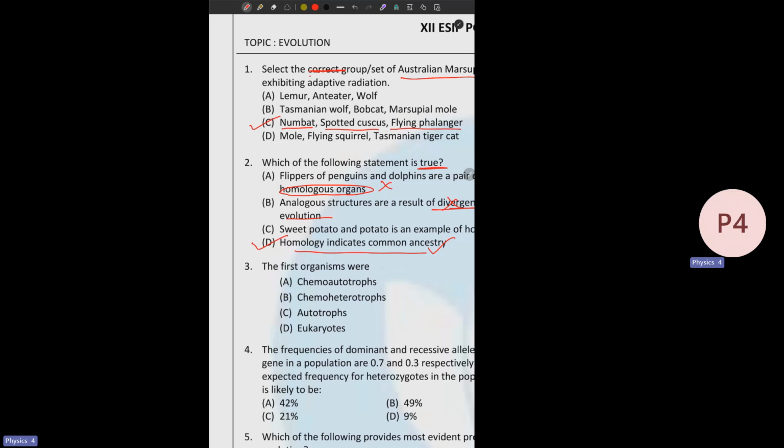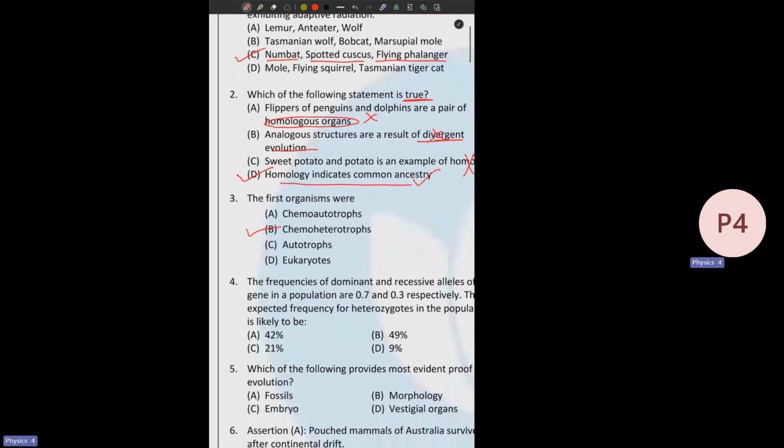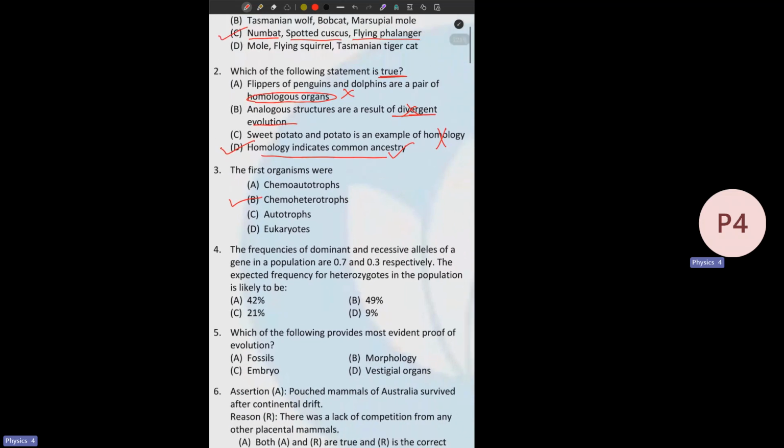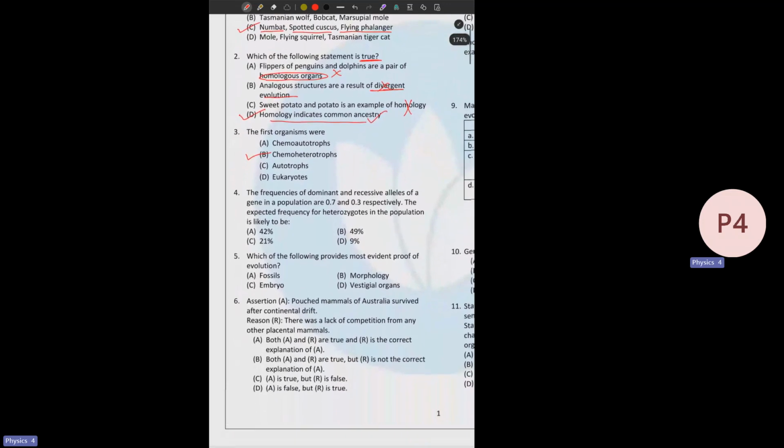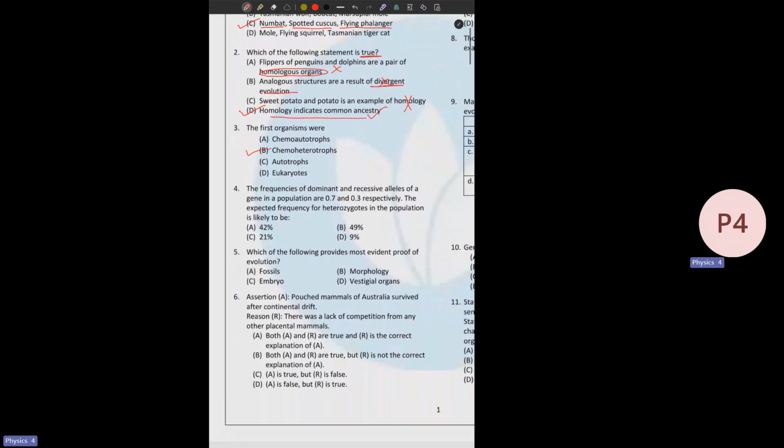The first organisms were chemoheterotrophs, as they were taking their food from the inorganic materials that were present in the ocean water. So it is chemoheterotrophs.